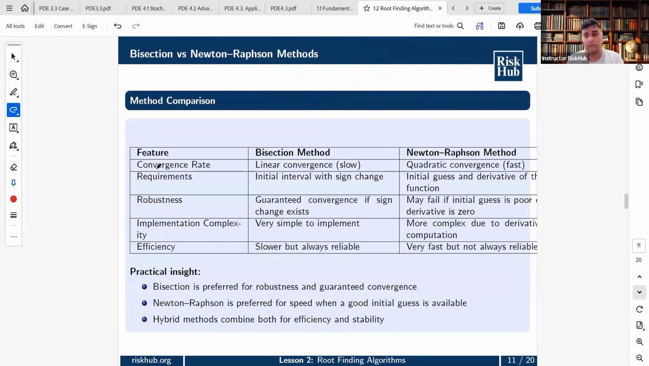Then we get into the next part, which is basically the comparison of the bisection versus the Newton-Raphson method. This slide compares both methods, right? So again, you have your features, the bisection method, and the Newton-Raphson method. Speed is slow in bisection, Newton-Raphson fast. Convergence in bisection is linear, Newton-Raphson quadratic.